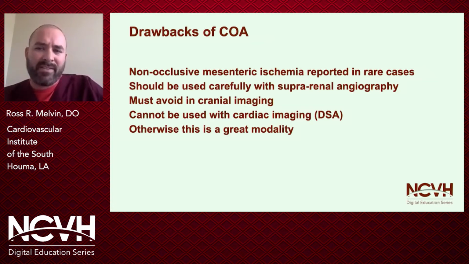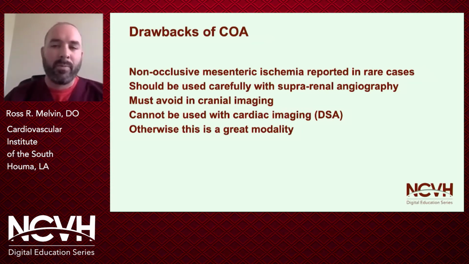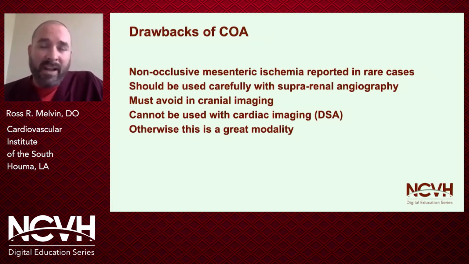So drawbacks of CO2, honestly, they're few and far between, but there are some reports of non-occlusive mesenteric ischemia. Reports of this are rare. We'll use this pretty frequently at CIS in our lab to image renal arteries and even up into the iliacs too, in the aorta. I've never run into any cases where you get mesenteric ischemia. However, I think it's a pretty easy fix if they actually do get a good injection into the mesenteric artery and they start becoming symptomatic. It's just a simple position change to relieve that air, and that should resolve the issue.